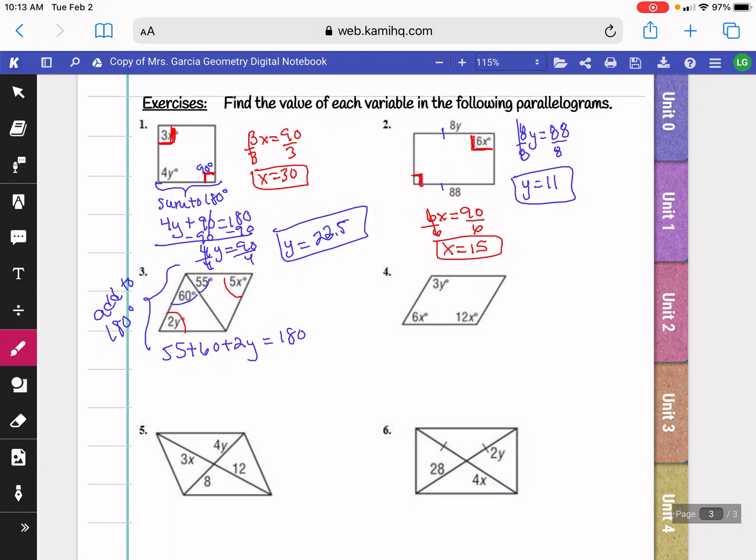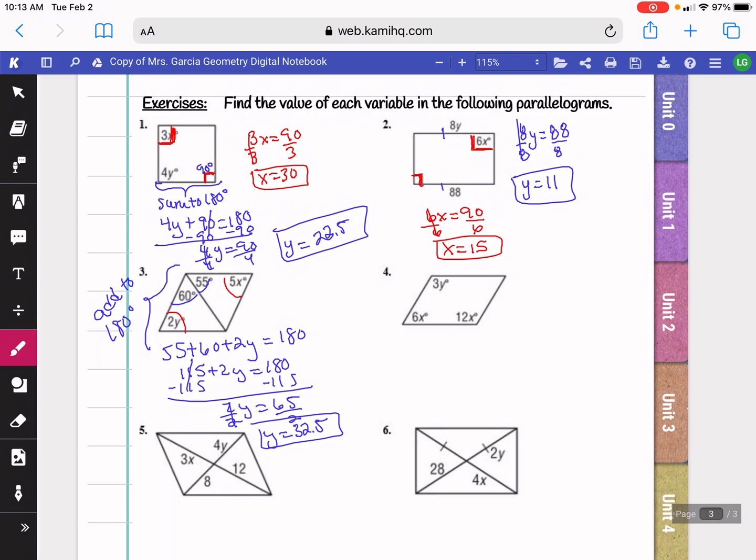So I'm going to start solving this. If I do 55 plus 60, that's 115. Next, I can subtract 115 from both sides. This gives me 65. And I can divide by 2 to get my answer for y. So for y, I get 32.5.